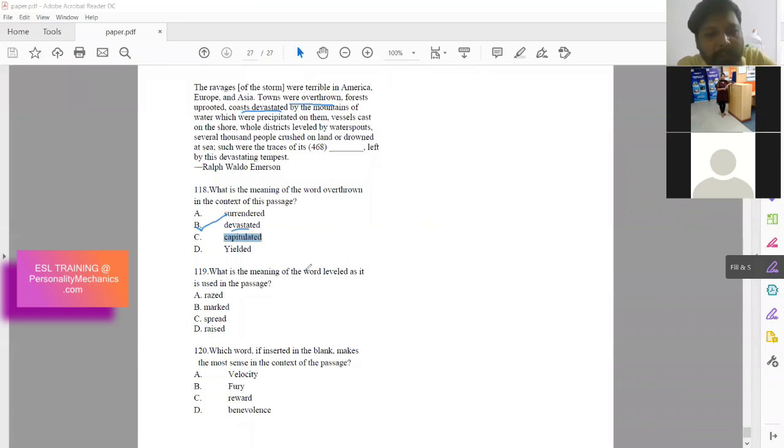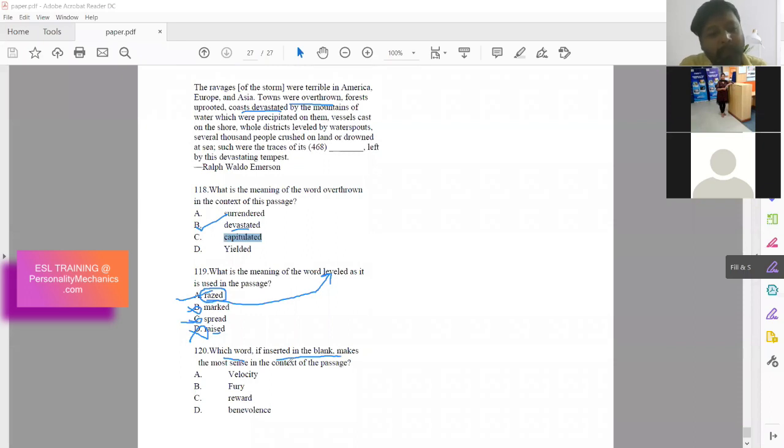Next is, what is the meaning of the word leveled as it is used in the passage? Leveled. This means erased. Erased is what leveled will mean in this particular context. That is correct. Marked will mean to point something. Spread will mean to increase, to go further. Raised will mean to rise above, right? So all of these are wrong. So this one means erased, right? Mita dena, erased.